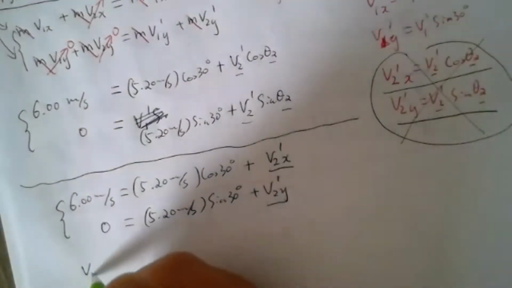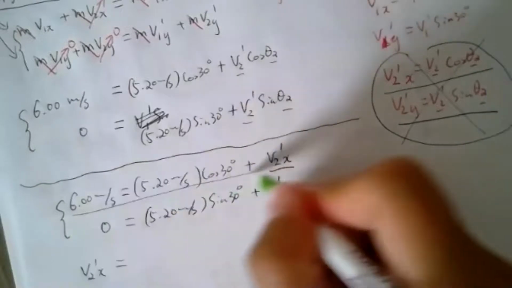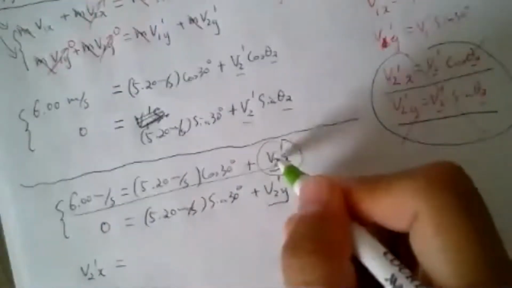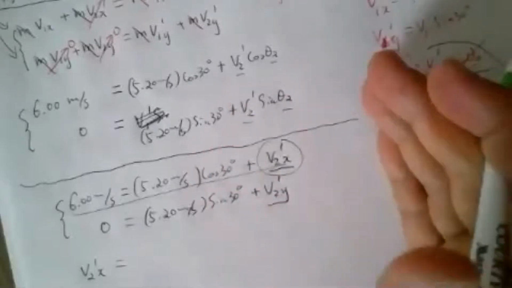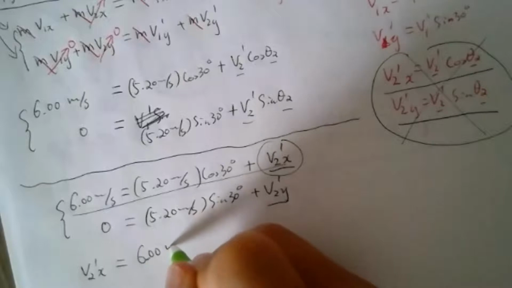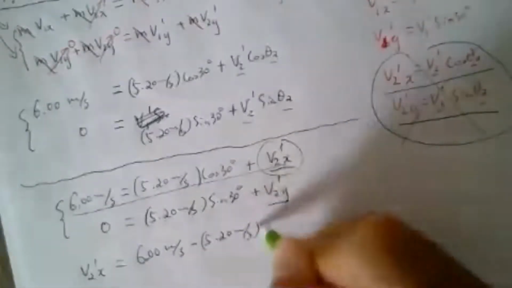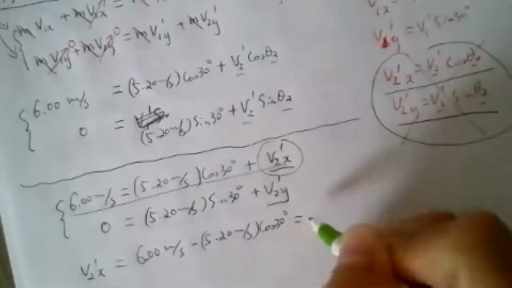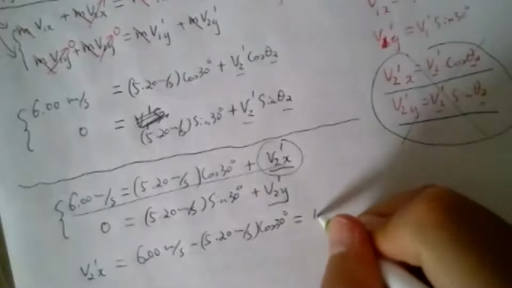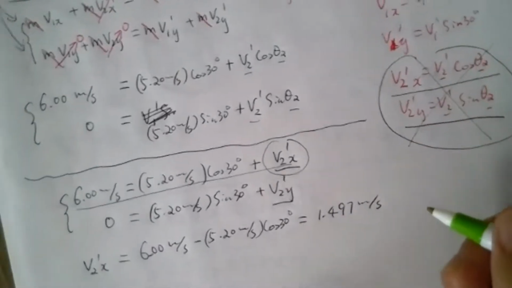So v2 prime x is equal to, so this guy here, right? If you're looking for this one, you isolate this guy on the right hand side of the equation and move this guy to the left. So it'll be 6.00 meters per second minus 5.2 meters per second cosine of 30 degrees. That will give you 1.497 meters per second.